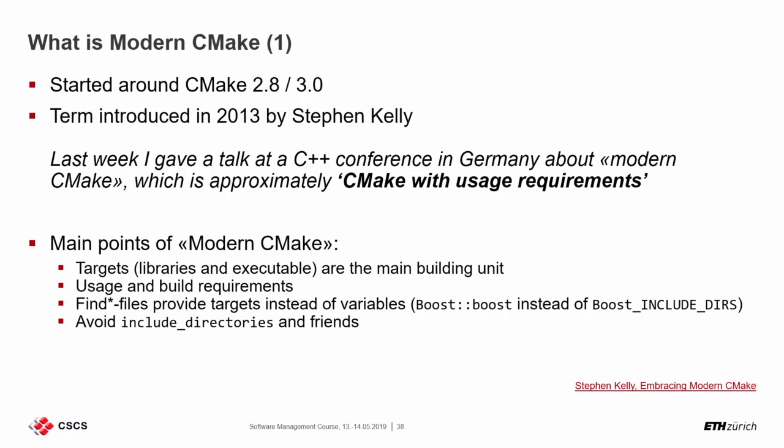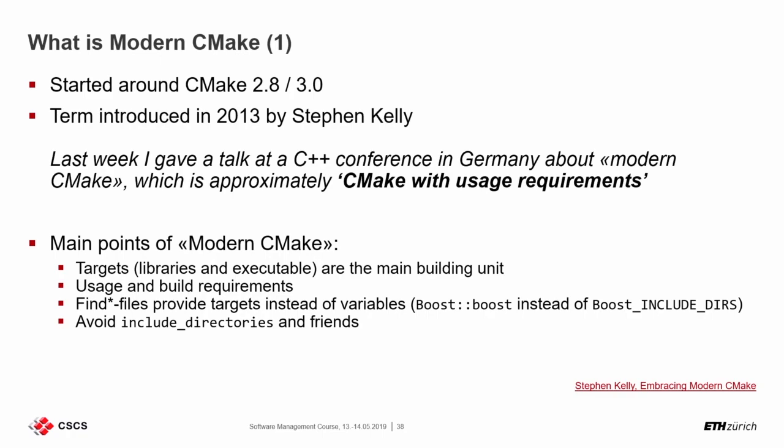Another thing of modern CMake is that we have this find star files, so this find boost or find whatever, they already existed before, but now they provide targets. So we can link against boost::program_options. And before, when we did a find package boost, this only provided us some variable like boost include dirs or boost library or whatever. And then we had to manually take care of that and build them into our CMake.